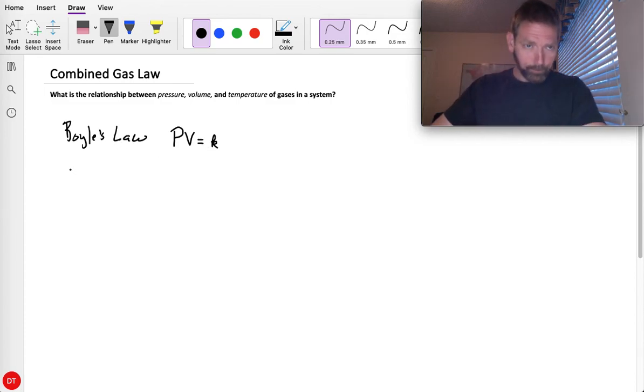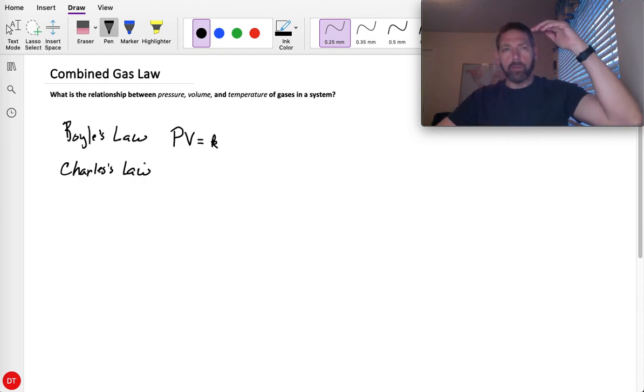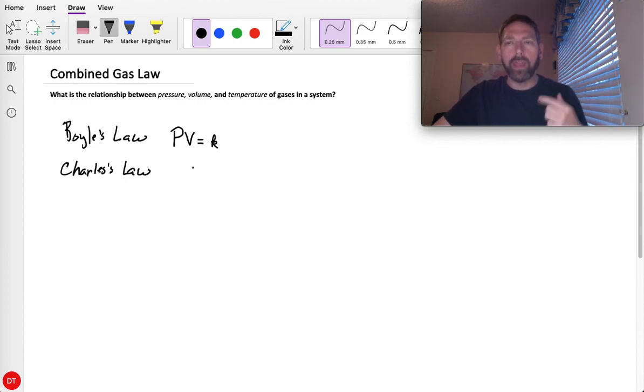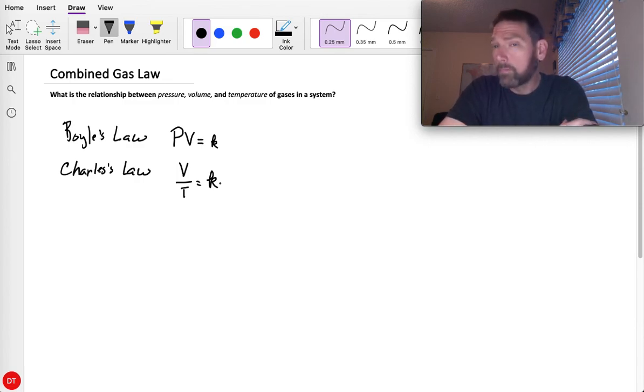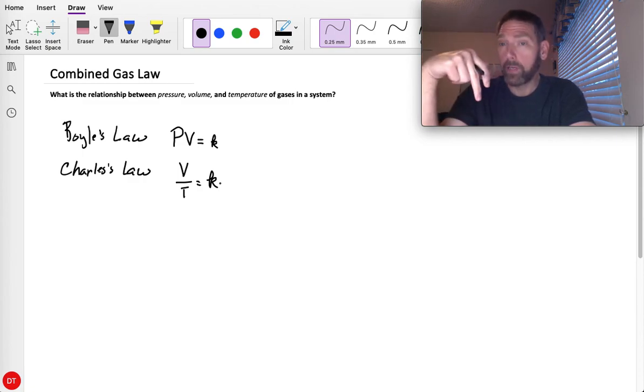So then we had Charles' law, right? And then we went from, instead of pressure and volume, we were looking at volume and temperature. And we saw that we had a different sort of relationship. When we were isolating our constant, we had volume over temperature. And so we had V1 divided by T1 equals V2 divided by T2. Okay.